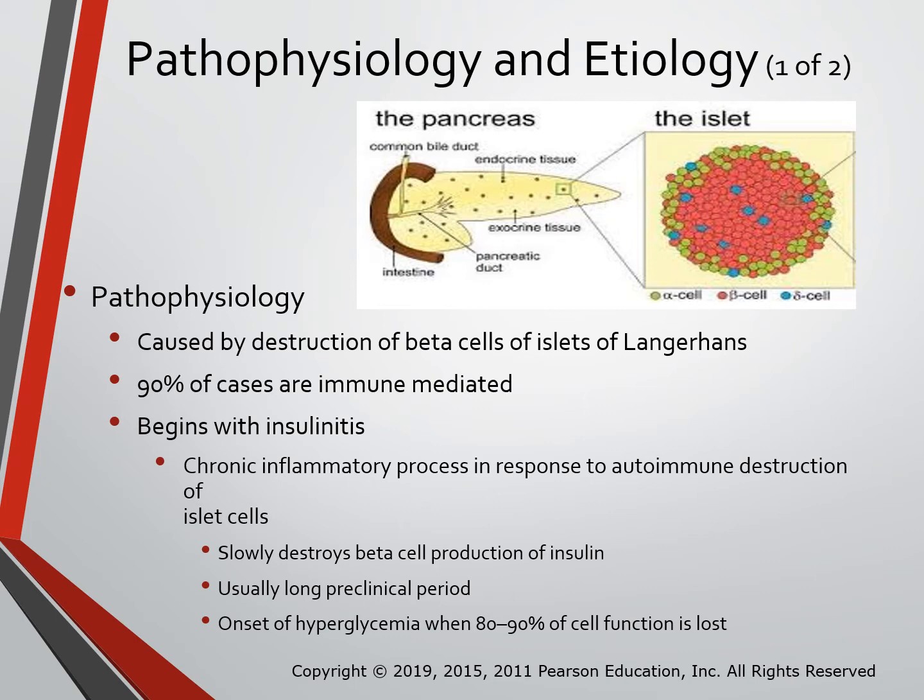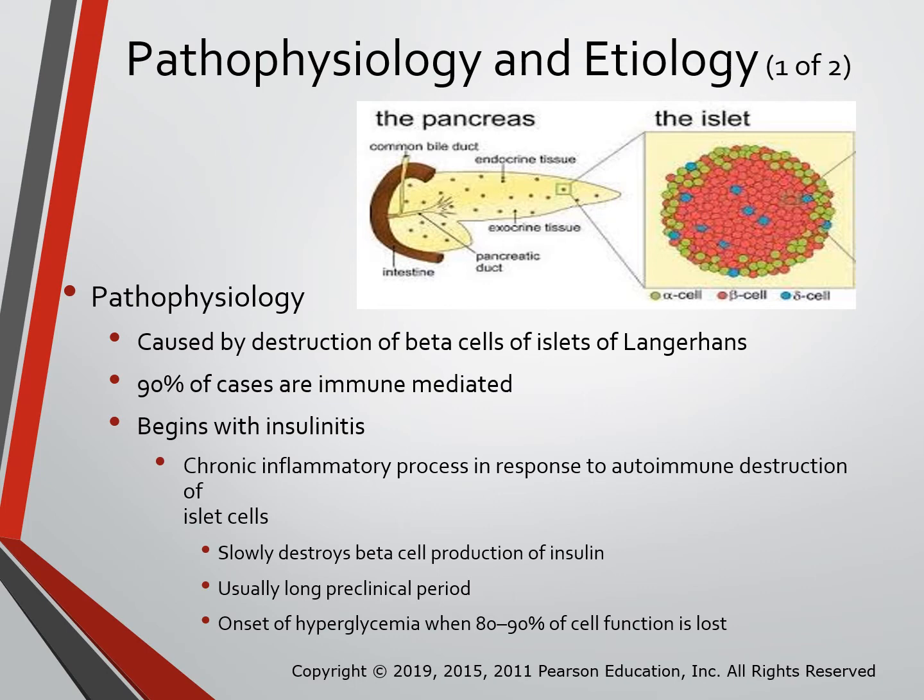Although type 1 diabetes may be classified as either autoimmune or an idiopathic disorder, 90% of the cases are immune related. The disorder begins with insulinitis, which is a chronic inflammatory process that occurs in response to autoimmune destruction of the islets of Langerhans. So in other words, autoimmune means the body's attacking itself for some reason. So something attacks these beta cells in the islets of Langerhans and destroys them. And they don't know what triggers that process.